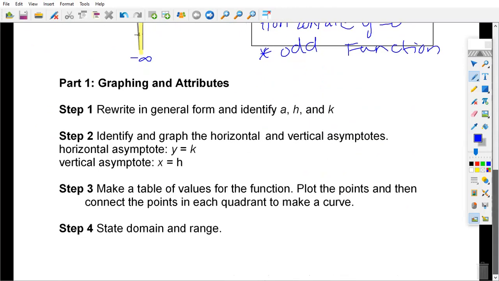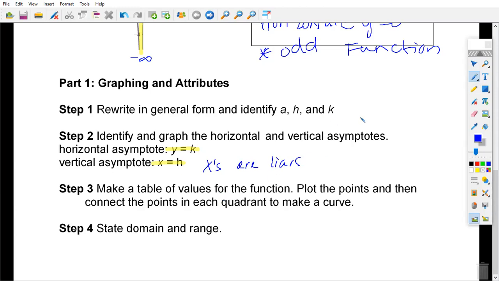Okay. Here are the general rules for graphing a rational function. Step 1 is you're going to rewrite it in the general form and identify your A, your H, and your K. Step 2 is identify your horizontal and vertical asymptotes, remembering that your horizontal asymptote is going to be your y equals K. Your vertical is going to be your x equals H. And with your x, you need to remember that x's are liars. So if it says x plus, it's actually a negative H. If it says x minus, it's actually a positive H.